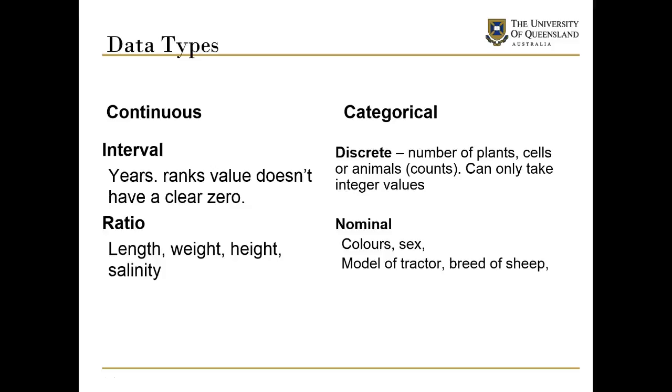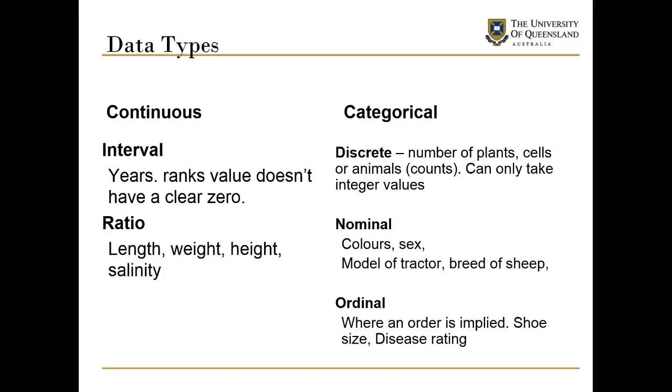You've got the nominal type of categorical variables, such as colours or the sex, male, female, the model of tractor, the breed of sheep. What you're thinking of here is N for name, if you like, where something like a red and a blue, one's not bigger than the other. There's no order. And so moving on from that, you can imagine that we have got the ordinal type of categorical variables where there is an order implied.